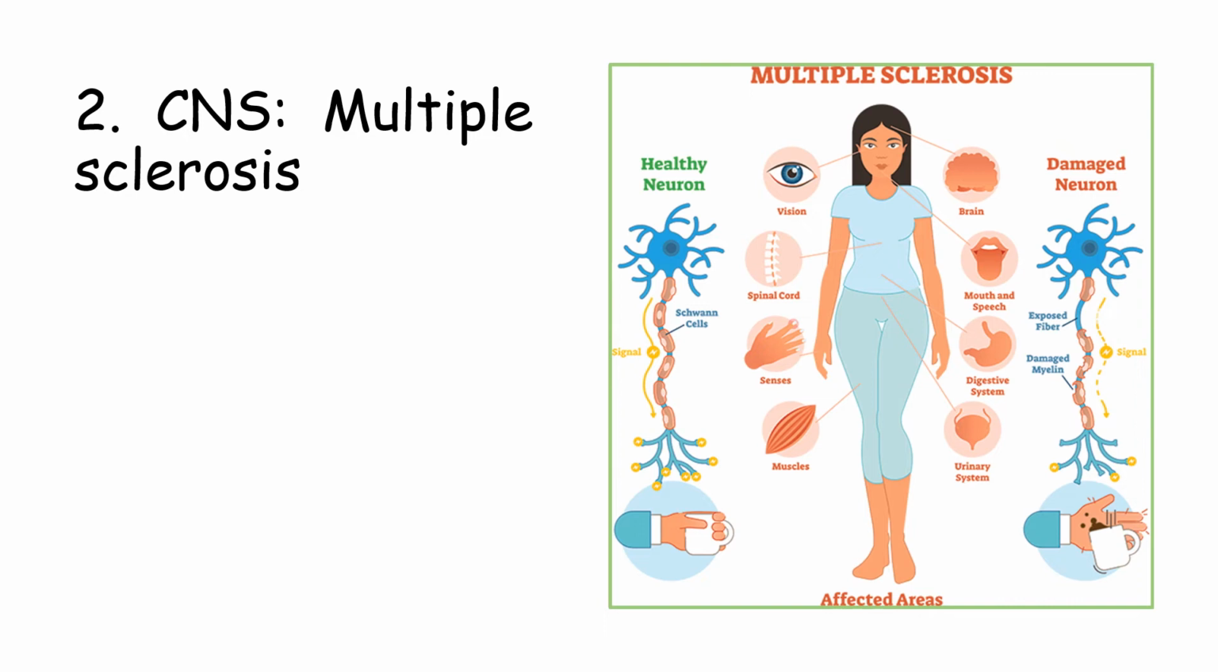We now move on to the central nervous system and multiple sclerosis, which is the damage of the myelin sheath, and that was it. Multiple sclerosis means MS, myelin sheath. That's a good way of remembering it.